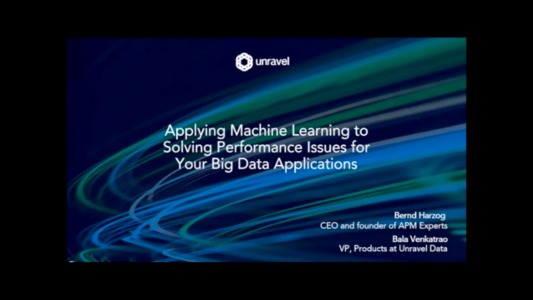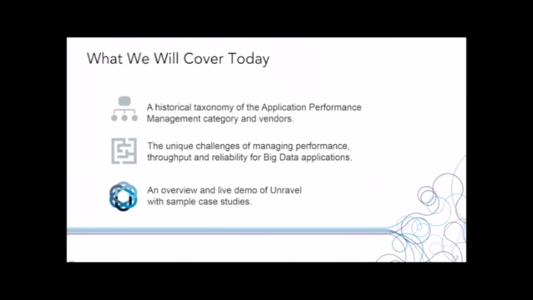What we'll be covering today would be the historical taxonomy of the application performance management category and vendors. Also, the unique challenges of managing performance, throughput, and reliability for big data applications, and also an overview and a live demo of Unravel with sample case studies.